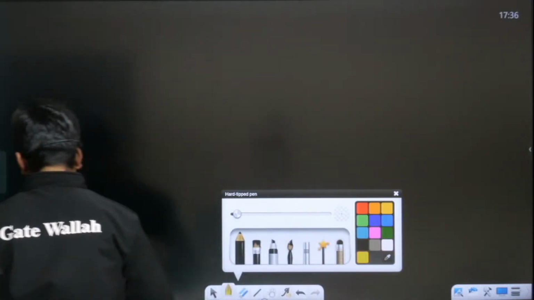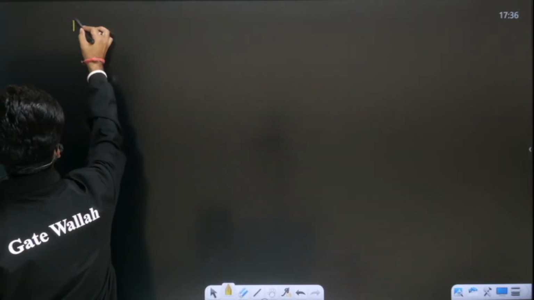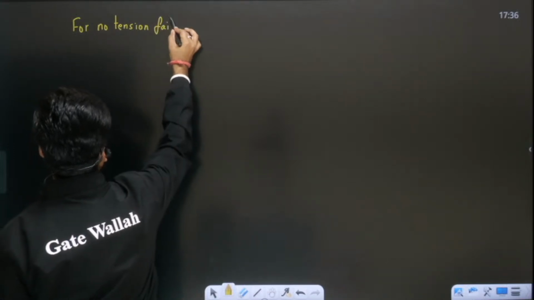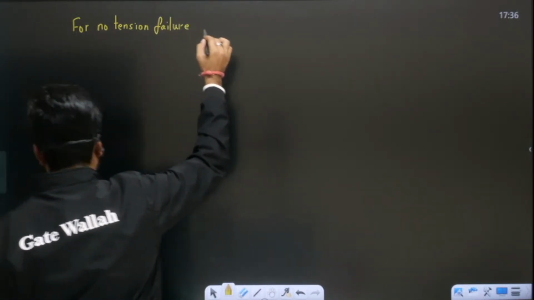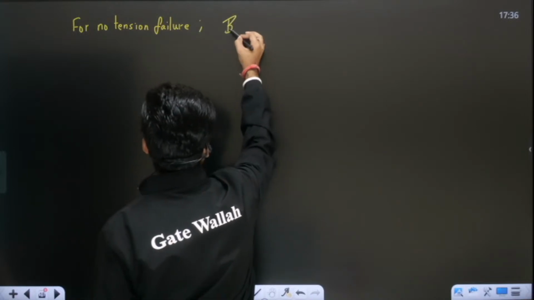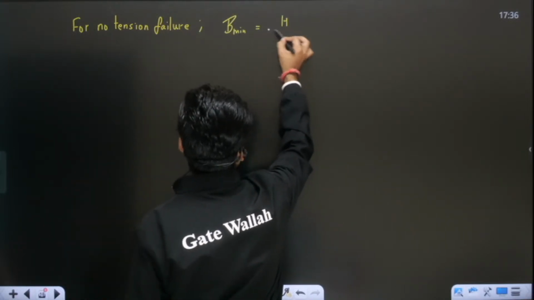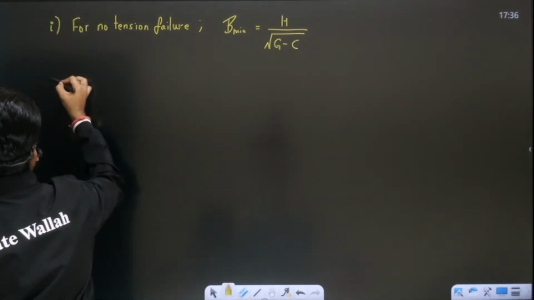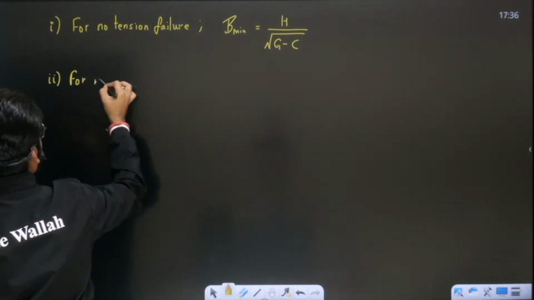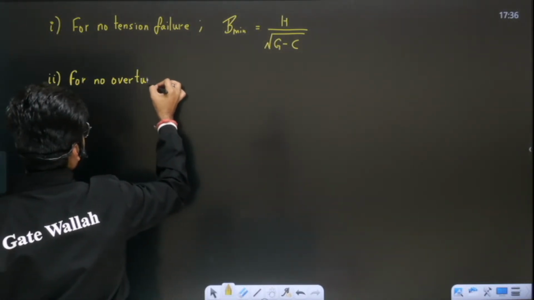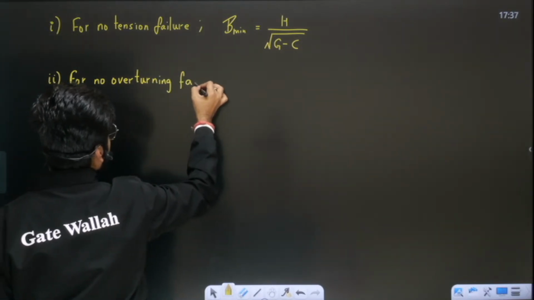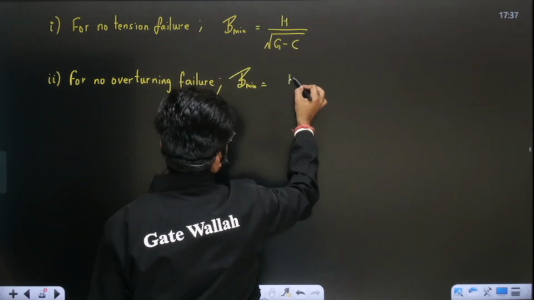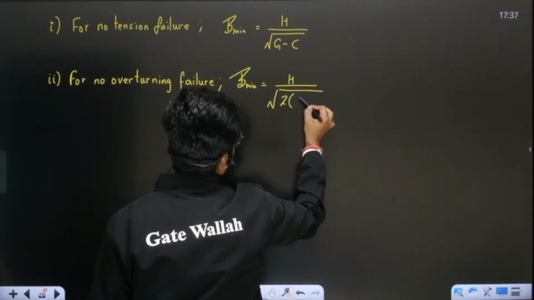For no tension failure, the value of minimum width is given by H upon under root G minus C. The second option is for no overturning failure. For no overturning failure, minimum width is given by H upon under root 2G minus C.